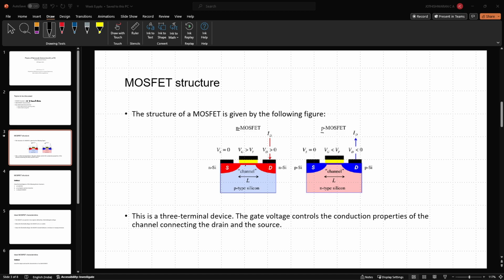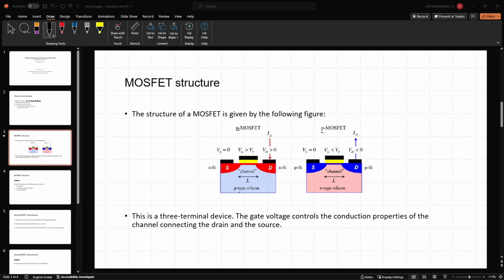Now the inversion effect we'll be studying in detail in the following week, so I'm not going too much into it. There will be an inversion where the nature of the semiconductor material will change. If it was p-doped, it will become n-doped. If it was n-doped, it will become p-doped. And after that, we will have conduction.